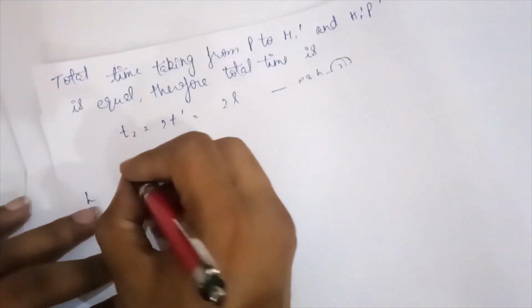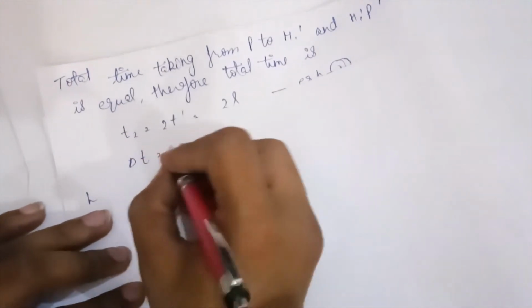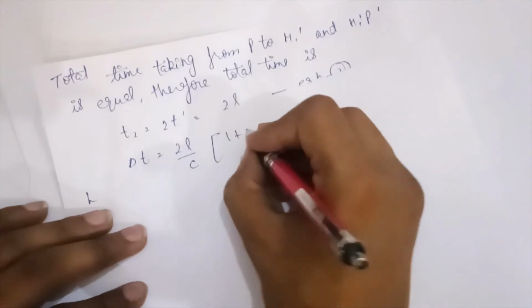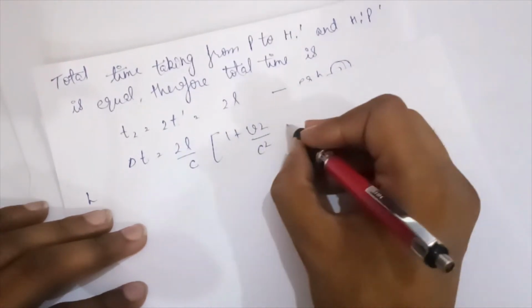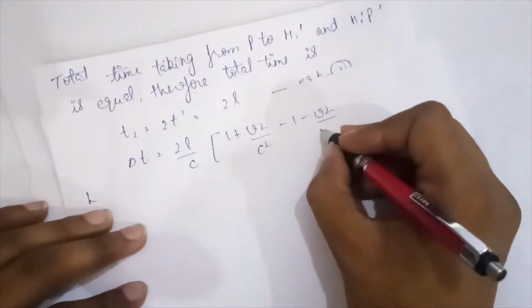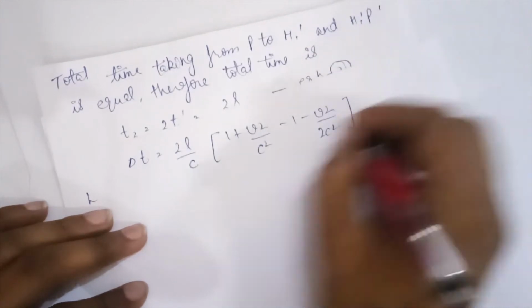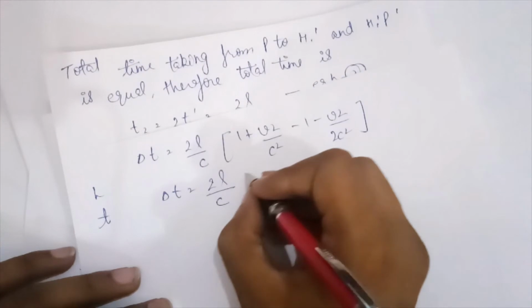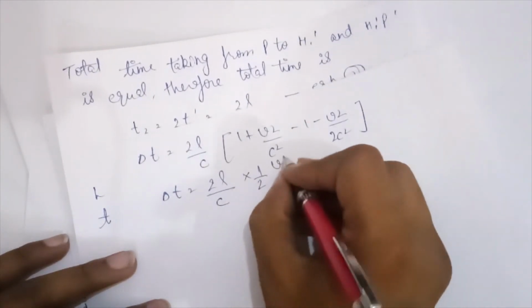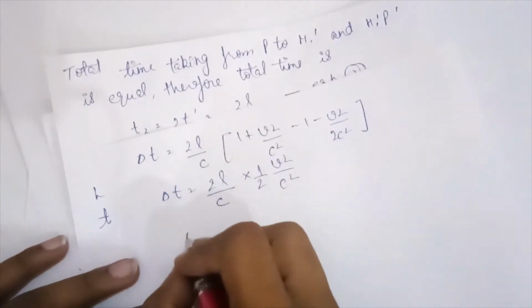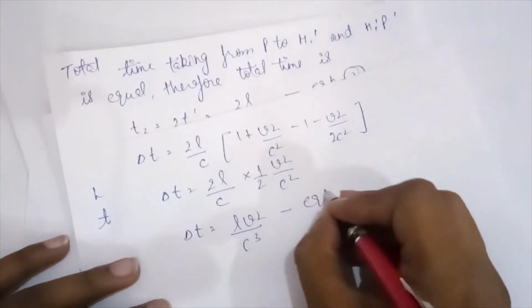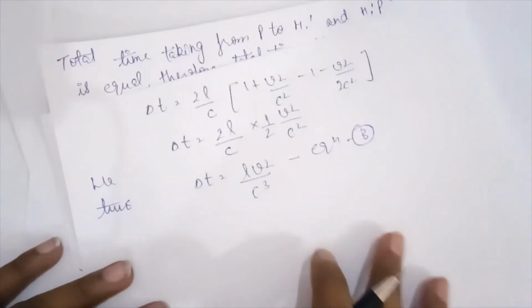Moving forward, after this we get del t equal to 2L upon c, under bracket 1 plus v square upon c square minus 1 minus v square upon 2c square, which implies del t equal to 2L upon c into 1 by 2 v square upon c square. So del t is L v square upon c cube. This is our equation number 3.